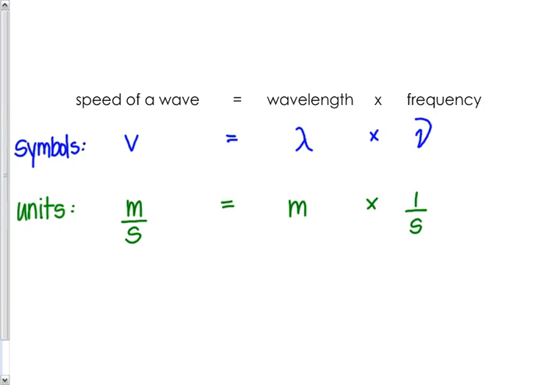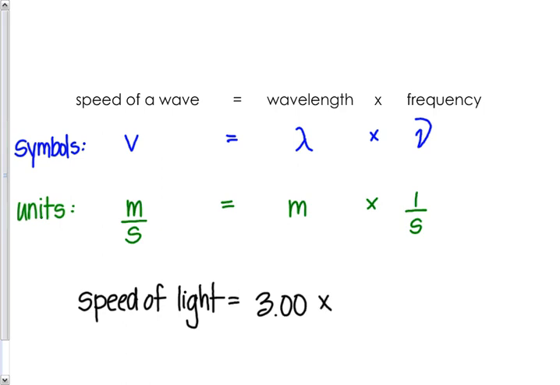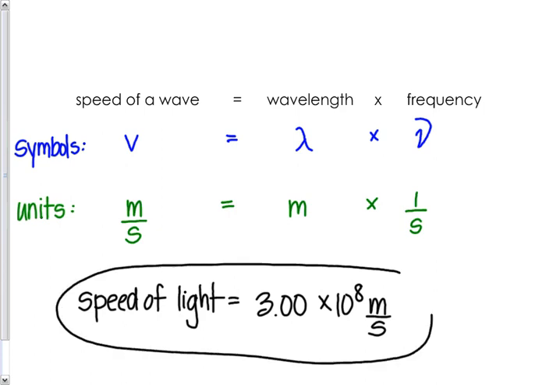Many waves, however, travel at the speed of light. And so in order to know how to calculate those kinds of things, you need to know the value for the speed of light. This is a big deal. You might want to make a big box around this in your notebook. 3.00 times 10 to the 8th meters per second is the speed of light. So I want to make sure you remember that. That's a big one. If a wave is traveling at the speed of light, you will always know its speed, and you'll be asked to find either the wavelength or the frequency.